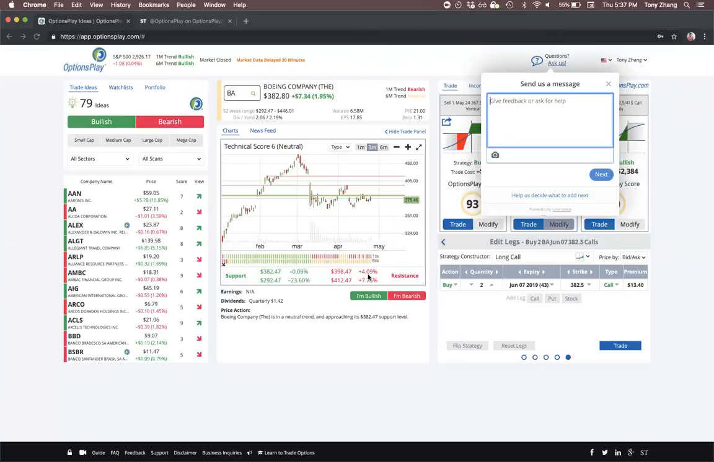I hope this illustrates the fundamental difference between trading credit spreads and debit spreads. I know that there are a lot of questions as to whether credit or debit spreads should be compared to each other. In reality, they should not.